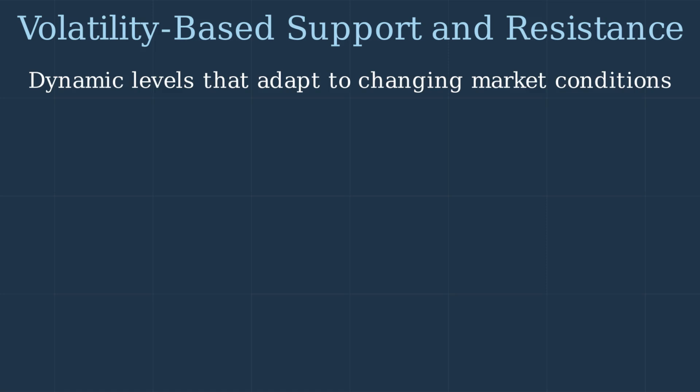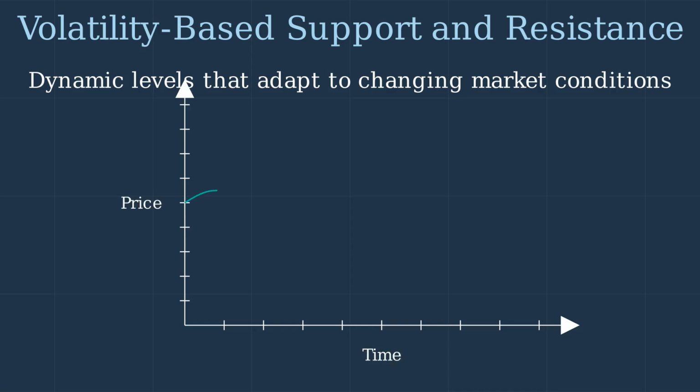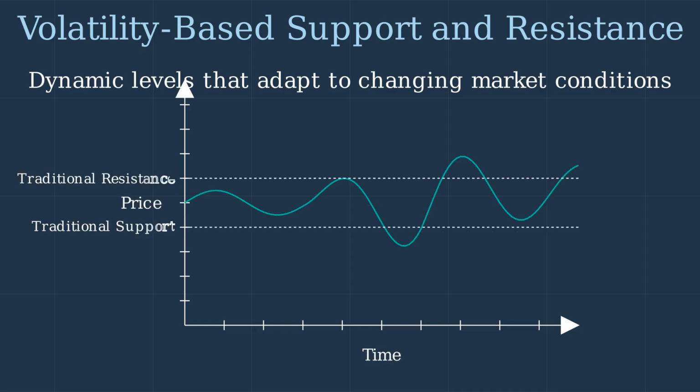Volatility-based support and resistance levels adapt to changing market conditions, unlike traditional fixed price levels. Let's examine how price movements display varying levels of volatility over time. Traditional support and resistance levels are fixed price points that don't adapt to changing market volatility. When volatility increases, price often breaks through these fixed levels, triggering false signals.